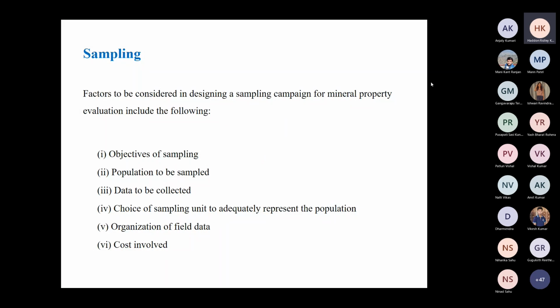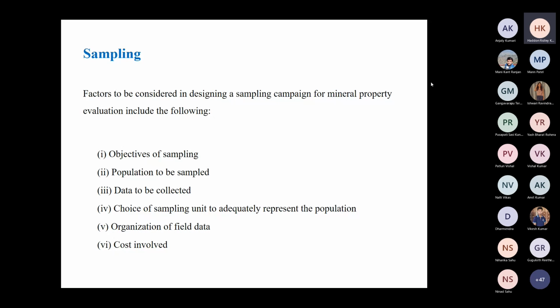Okay, you must know what your objective is. What are the objectives of your sampling? The population to be sampled, that means where you will be doing the sampling: in how many areas, in development, in stopes, or anywhere in open cast, how many benches you will be sampling. That must be very clearly documented, and accordingly you need to deploy people, assign this work to the concerned people, that you must collect the sample on such and such dates and analyze and report to the management.